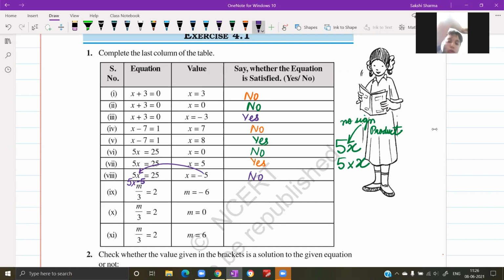Tanvi beta, can you unmute? Just a minute. Exactly, Anand. You're right. Tanvi, can you answer ninth part?